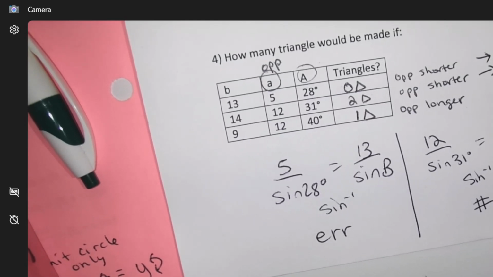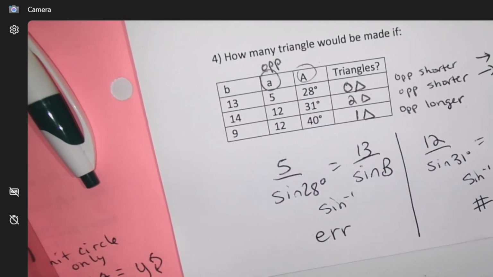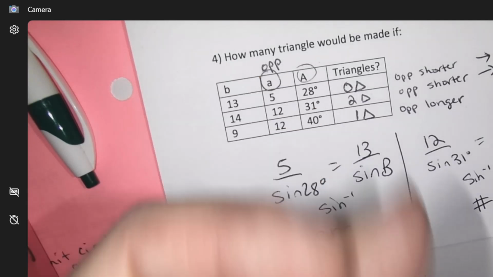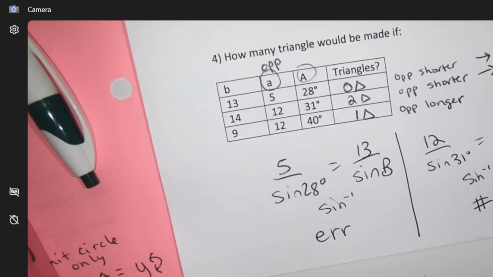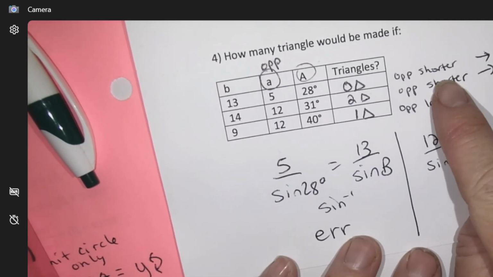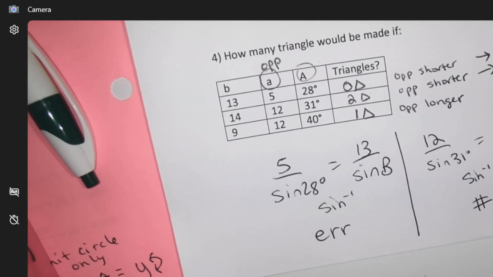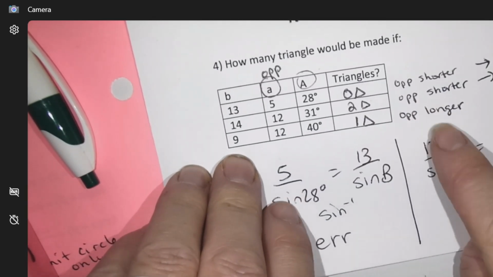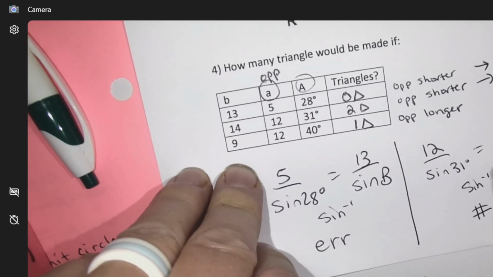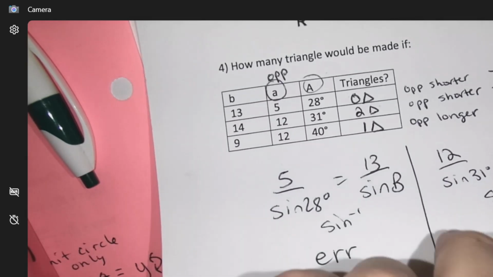Okay, so on the test, you need to explain to me how do you know. So you can't just say there's no triangles. Explain. Well, the opposite side was shorter and it failed the test. Now I know that there's 0. Opposite side was shorter, it passed the test, so 2. Opposite side was longer, 1.